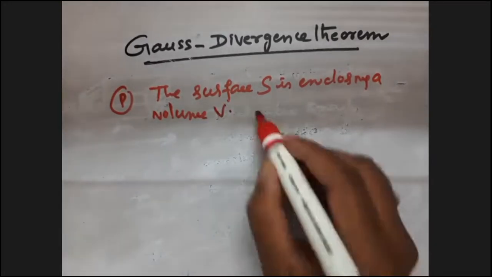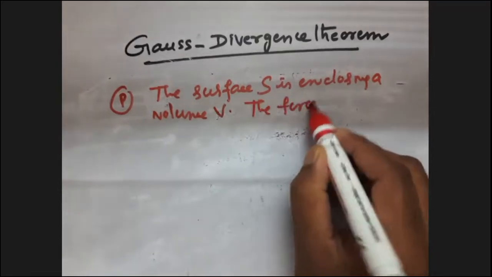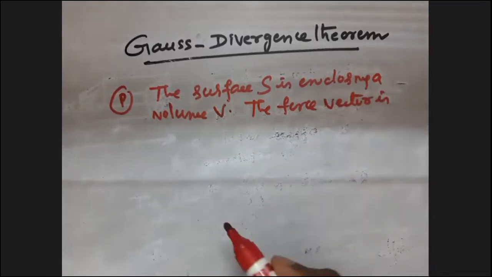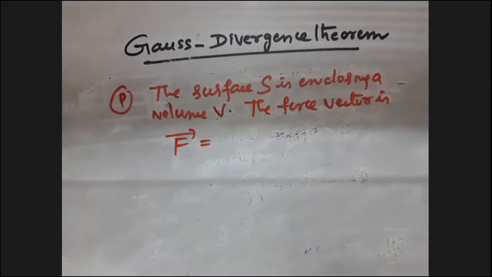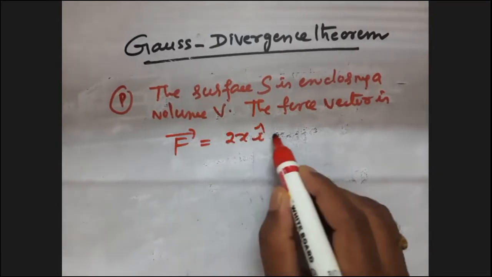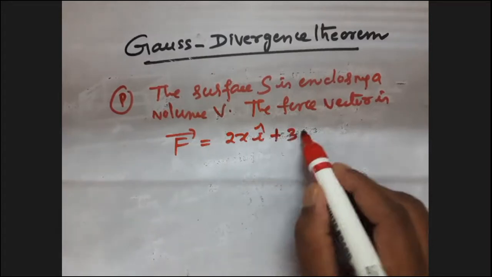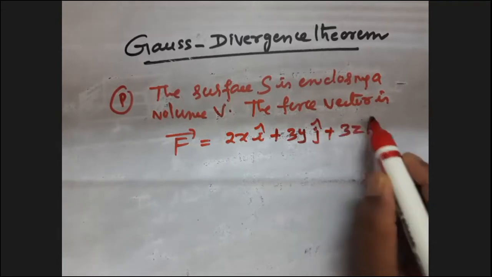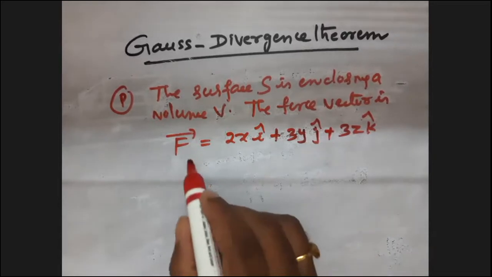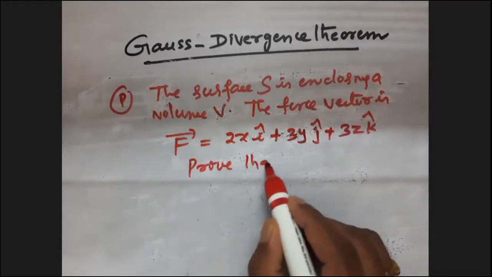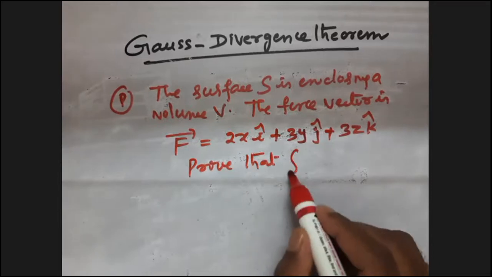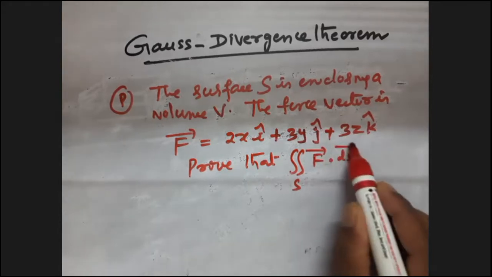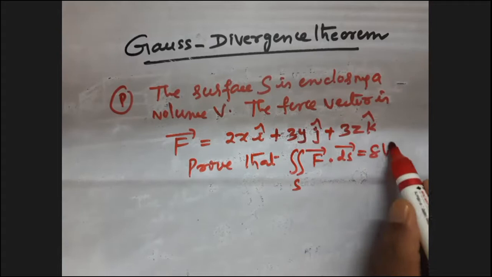The force vector F is equal to 2x i cap plus 3y j cap plus 3z k cap. Prove that the surface integral of F bar dot dS bar equals 8V. Simple problems.